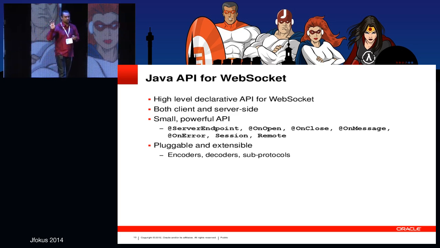It's just POJOs, annotations, and some callbacks. As a matter of fact, it's a very small API. Okay, so those are the annotations that are listed there. That is pretty much 90% of the API of what you need to know about the Java API for WebSocket.